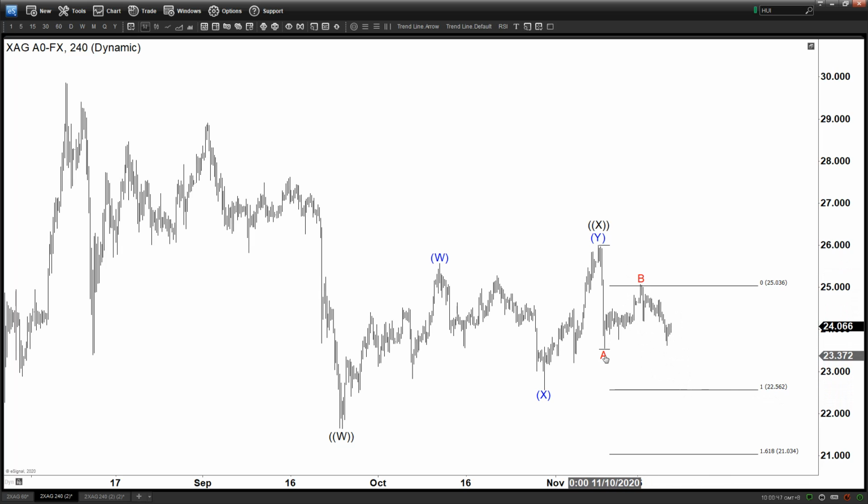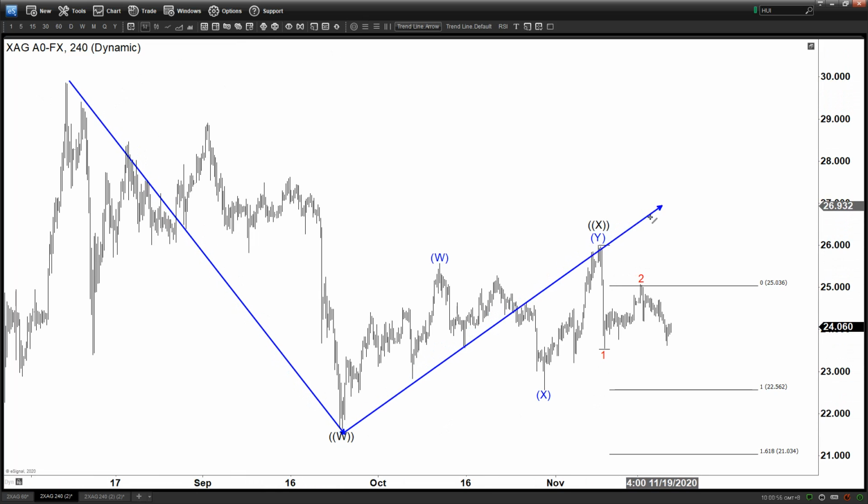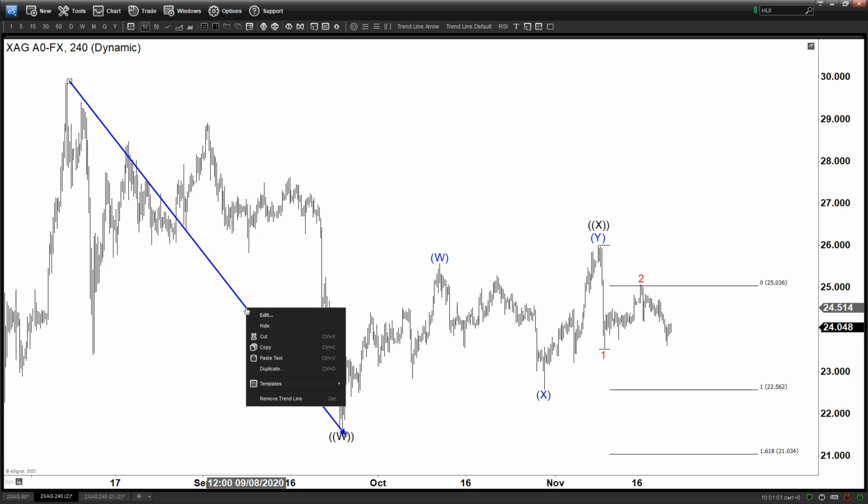Now if this is 1 and 2, then obviously if this is really an X, then we can potentially even break below here and do a bigger correction like this. But again, it's not really guaranteed so far. Until you literally break below here, you don't have the confirmation yet that anything of that sort is going to happen.